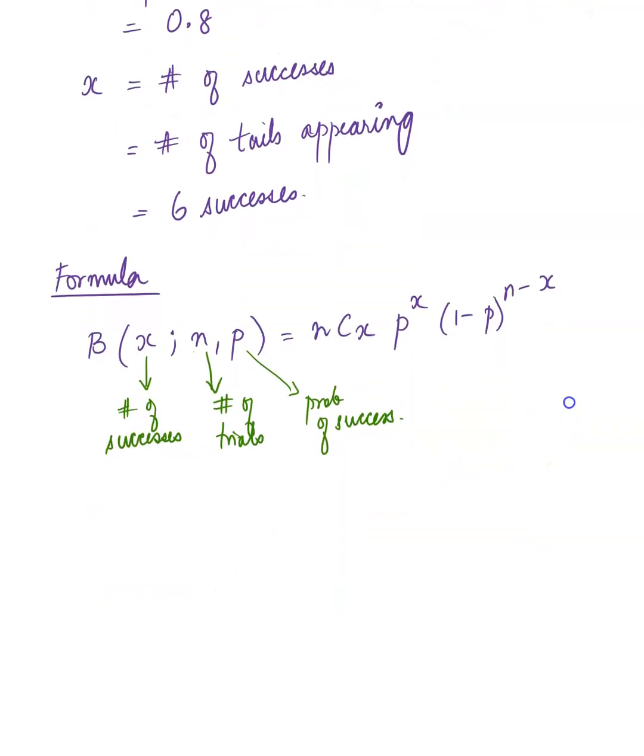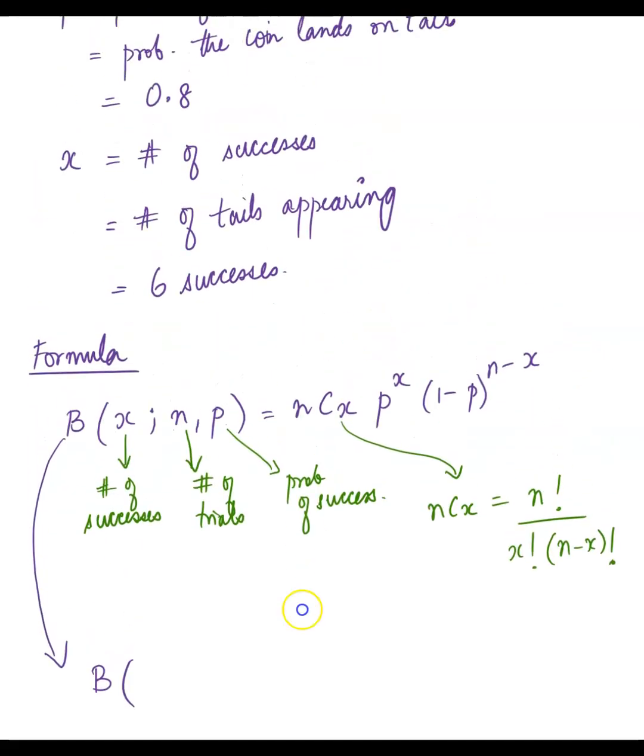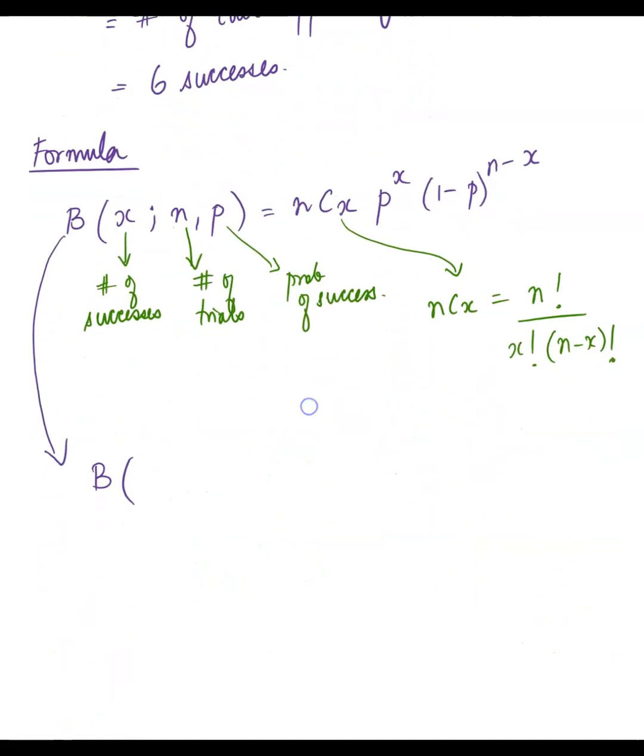Oh, by the way, you recall that nCx had its expansion. We use the calculator, so it's okay if we don't recall the expansion, but it's important to know that it was nCr when we learned it. So if we were to connect this to our given problem, then B of x is 6, 10, and 0.8, right?